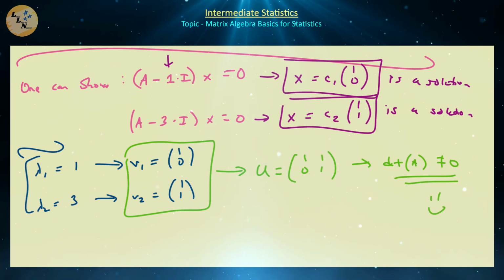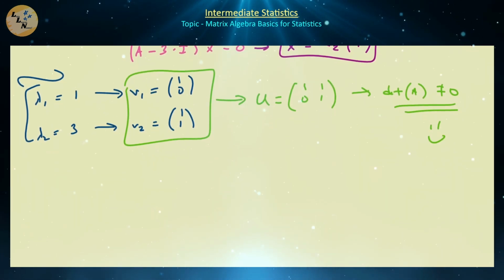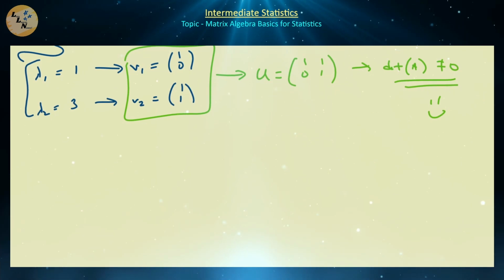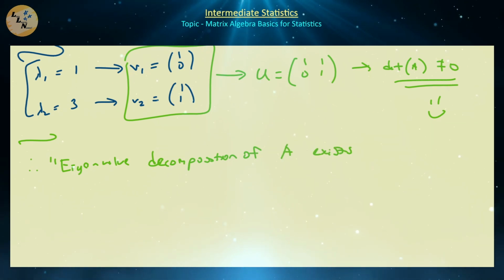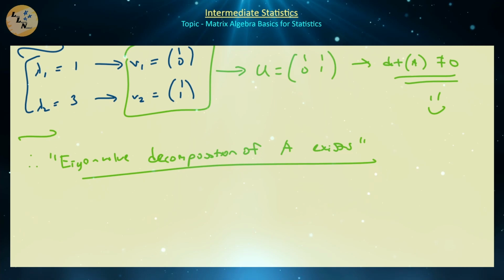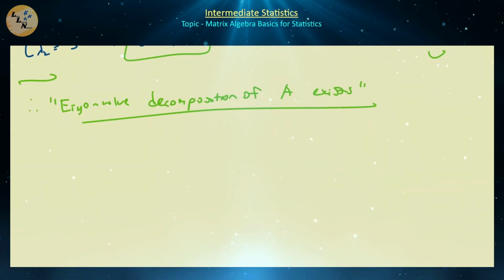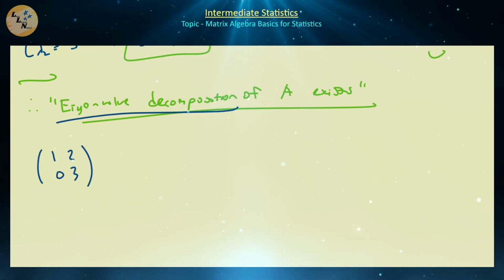Notice the determinant of that matrix is not equal to 0. That's actually a good thing. So if you have a bunch of eigenvectors, in particular n of them, and the determinant of the associated square matrix is not equal to 0, that means what is called an eigenvalue decomposition of A exists. So you may already be imagining, well, are there square matrices whose eigenvalue decomposition does not exist? Yes. But for this particular matrix, 1, 2, 0, 3, the eigenvalue decomposition does exist.